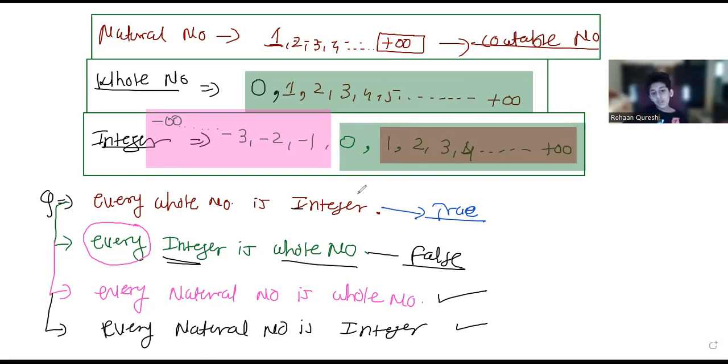Very good. Throughout these statements: every whole number is an integer, it's true because the integers have the whole numbers in them. Every integer is a whole number, it is false because integers aren't in whole numbers. Every natural number is a whole number, true, because there are natural numbers and whole numbers. Every natural number is an integer, true, because in integers there are natural numbers.